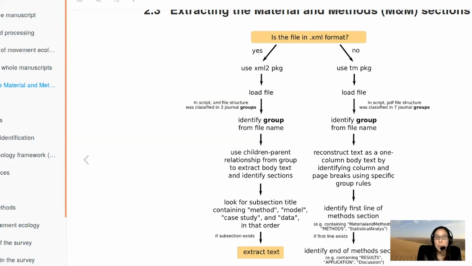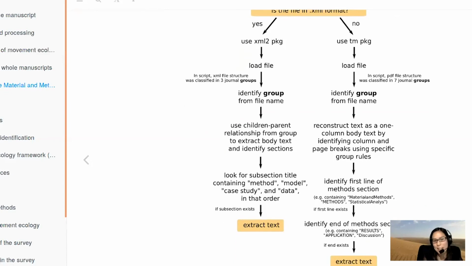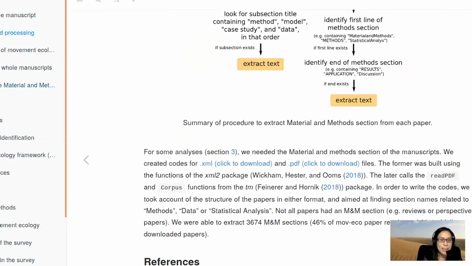So it's just horrible. And when R reads the text, it reads the 2 columns as if they were 1 column. So you need to write some code to separate between columns, then put them together in the right way to make 1 column that makes sense, and then somehow find the material and method section. So I wrote a code for that, which is not perfect, but it was working pretty well.